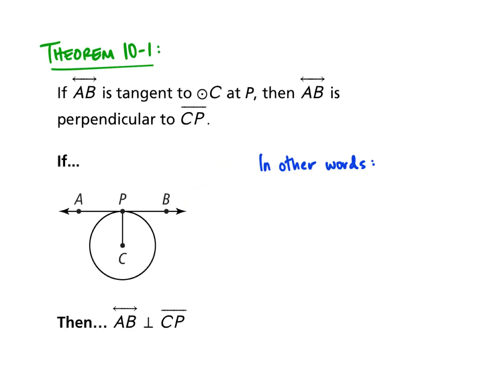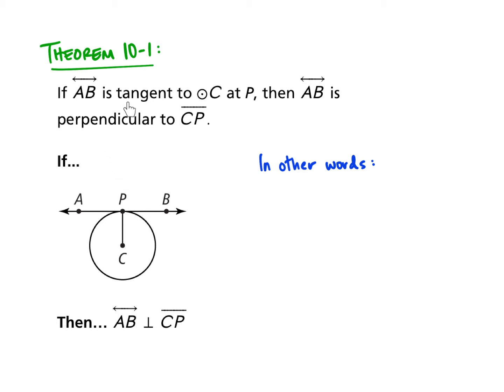Now, off of that definition, we're going to have a couple theorems. The first one says that if line AB is tangent to circle C at point P, so in other words, if point P is our point of tangency, then line AB is perpendicular to segment CP.